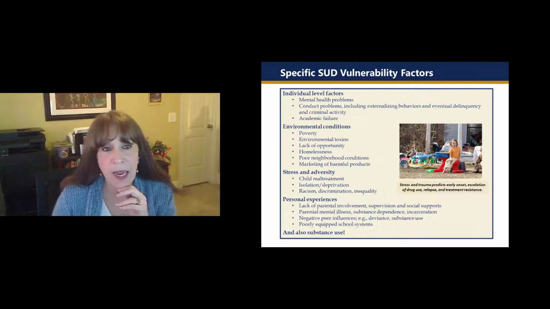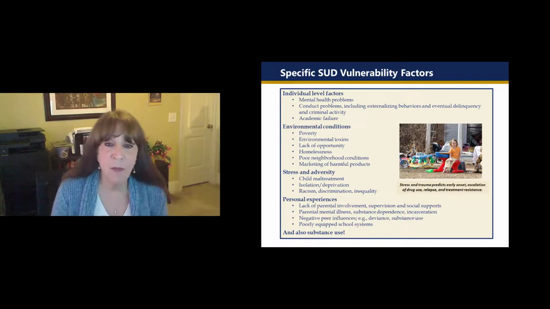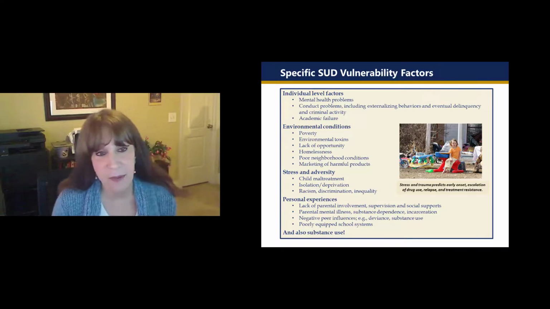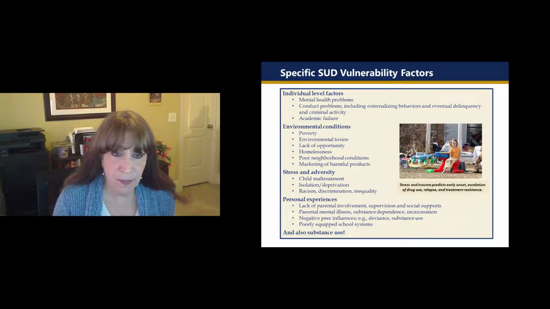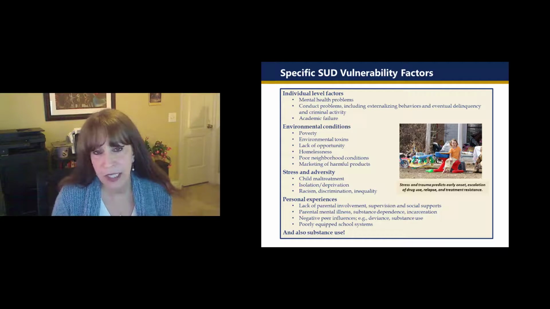And academic failure. With respect to the environment, and we'll talk about a couple of these, poverty is a very powerful risk factor for substance use. Environmental toxins, lead, cadmium, and so forth. Lack of opportunity, homelessness, poor neighborhood conditions, the decay and so forth that we talked about earlier, and the marketing of harmful products. So this is something that we can easily avoid if we are able to better control the media streams and who's marketing what.